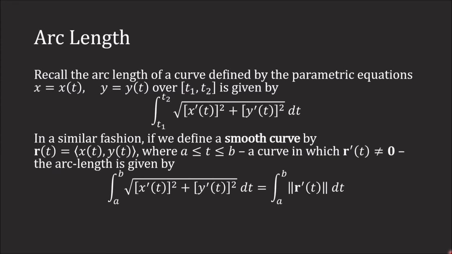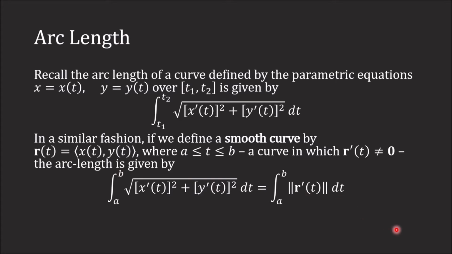In a similar fashion, if we define a smooth curve by the vector r of t equals x of t, y of t, where a is less than or equal to t, less than or equal to b, the arc length is given as the integral from a to b of the square root of x prime squared plus y prime squared. However, this is just the magnitude of r prime. So the arc length is just the integral from a to b of the magnitude of r prime dt.